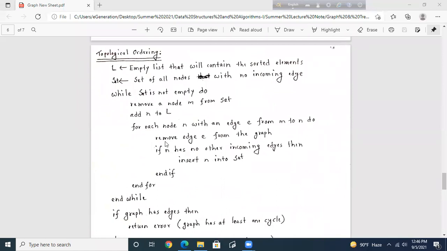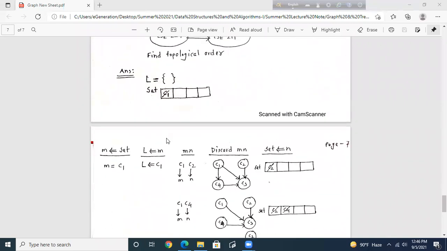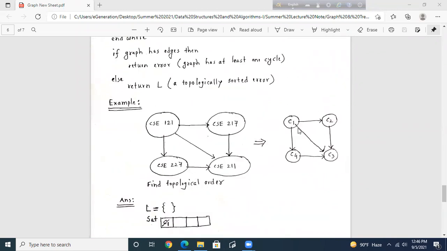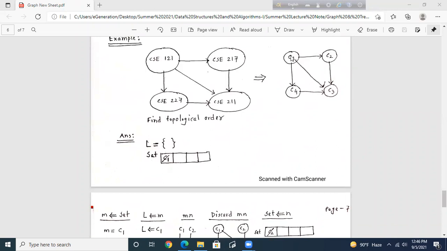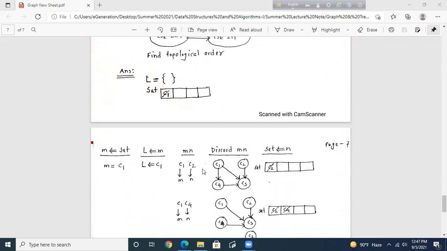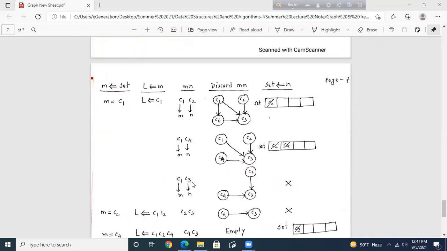Then, dear student, now you have to find all the edges from M, because our M is C1. From C1, where can you go? According to this graph, from C1 you can go to C2, you can go to C4, you can go to C3. So C1 to C2, C1 to C4, C1 to C3.